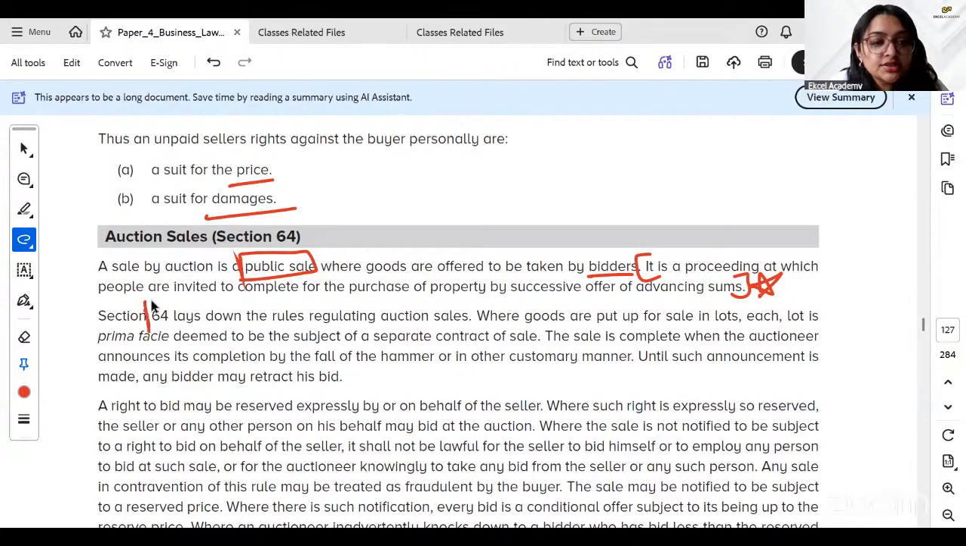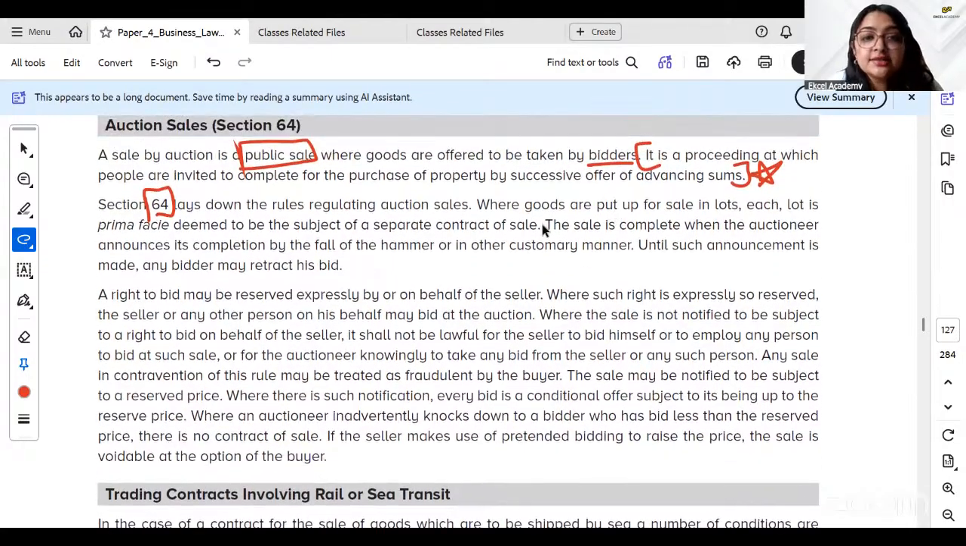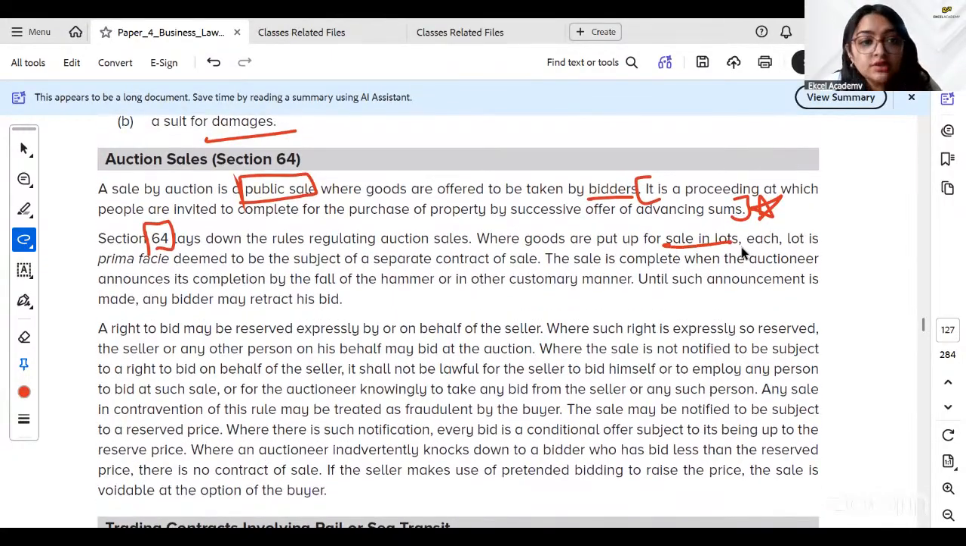All right, Section 64 lays down the rules with respect to auction sales. It says where the goods are put up for sale in lots, each lot is prima facie a separate contract itself. When is the sale complete? By fall of the hammer. Until such announcement, any person may retract his bid. So once the fall of the hammer is done, no person can retract the bid. Until that, the person can retract the bid.